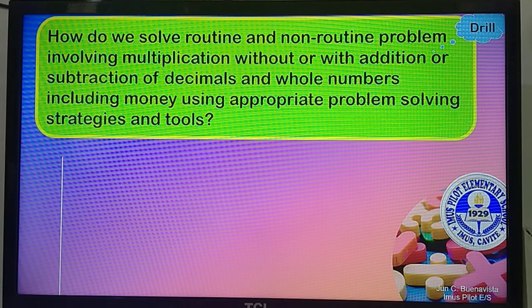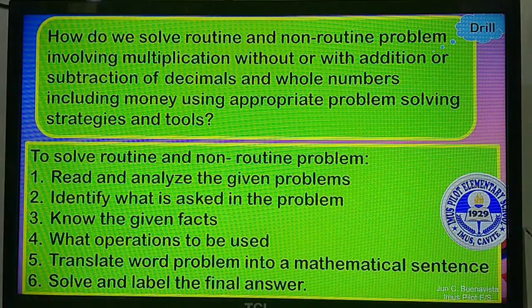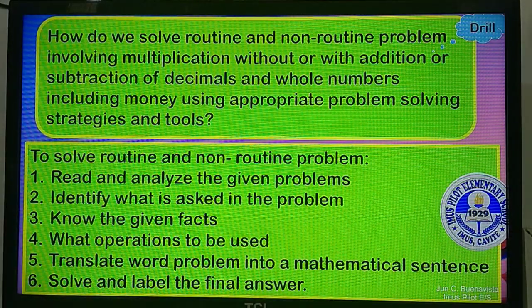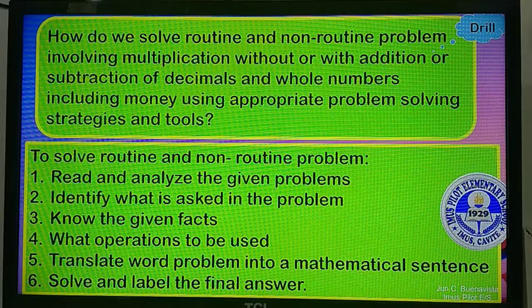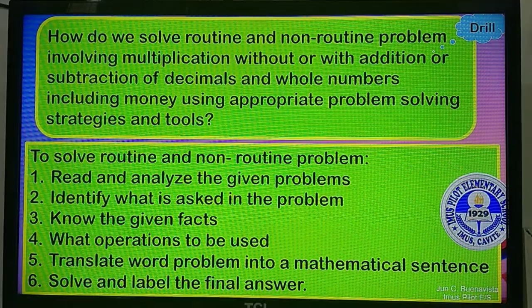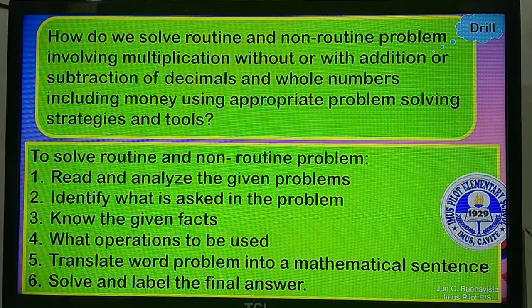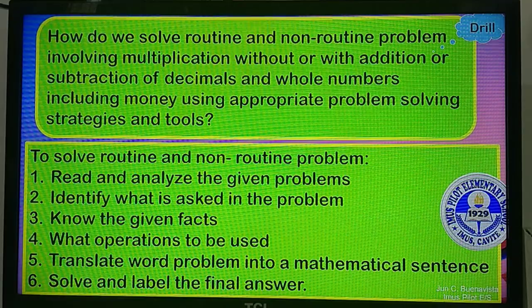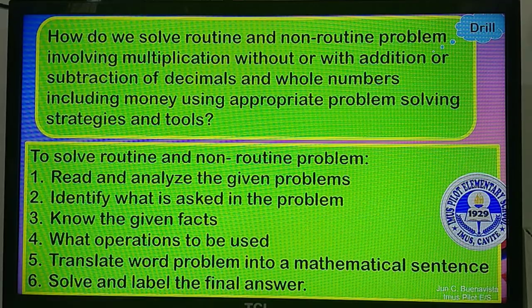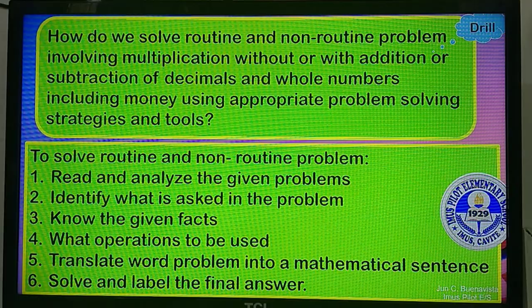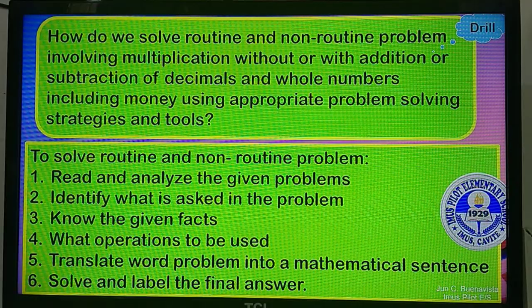Okay. So, to solve routine and non-routine problems, 1, you're going to read and analyze the given problems. In analyzing the problem, you can identify what is asked in the problem. After you identify what is asked, you are going to know what the given facts are. Take note, if our problem is non-routine, sometimes you have the hidden question or the hidden given. That is very important in solving non-routine word problems, to identify the hidden question or the hidden given.